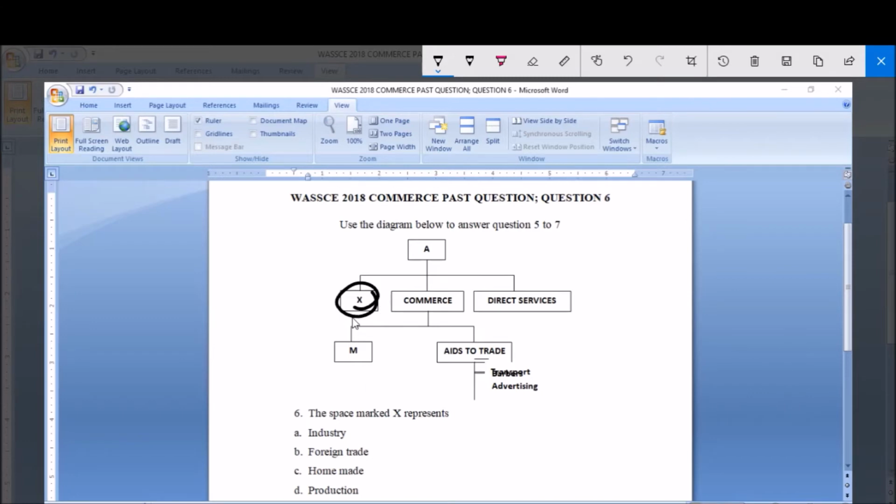The space here by the diagram of commerce or trade is industry. So what we have is industry. So the correct option here is option A.